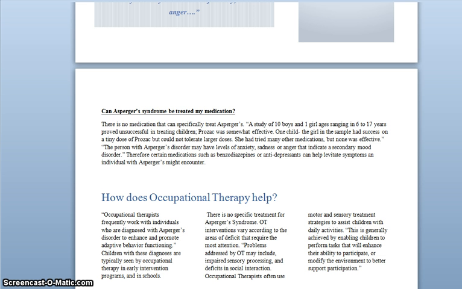Problems addressed by OT may include impaired sensory processing and deficits in social interaction. OTs often have motor and sensory treatment strategies to assist children with daily activities. This is generally achieved by enabling children to perform tasks that will enhance the ability to participate or modify the environment to better support participation.